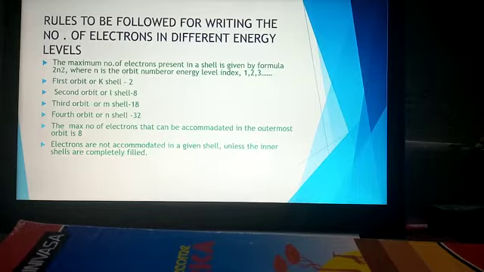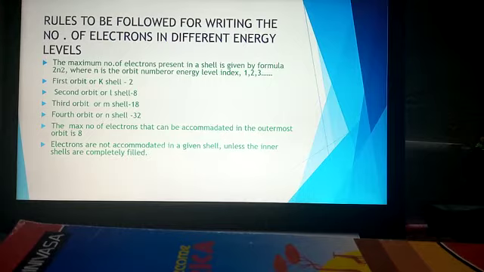So when you substitute n as 1, the first orbit, that is K shell, it will accommodate 2 electrons, that is 2 into 1 square, which becomes 2. The second orbit or the L shell will have 2 into 2 square, that is 8. The third orbit or M shell can accommodate 18 electrons, and the fourth orbit or N shell can accommodate 32 electrons. The maximum number of electrons that can be accommodated in the outermost orbit is 8.